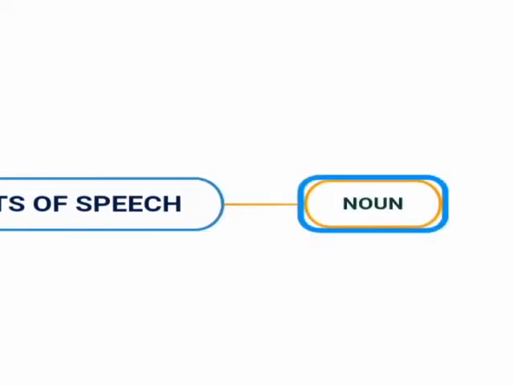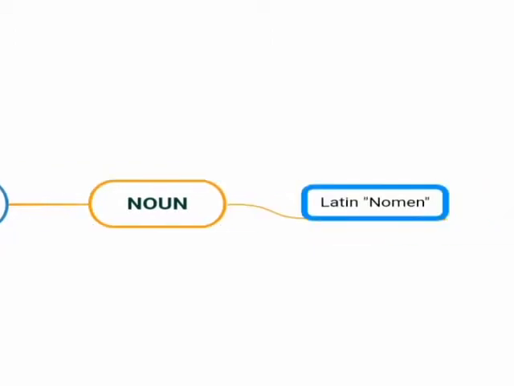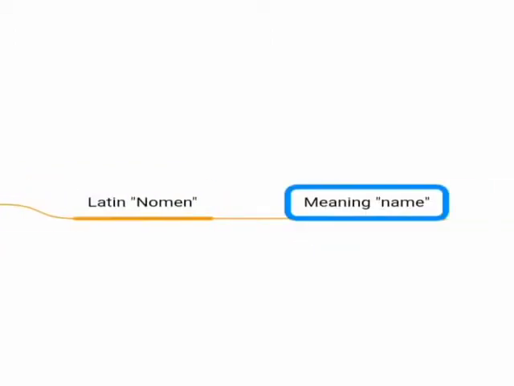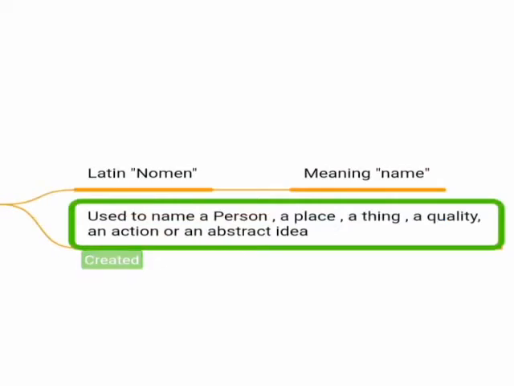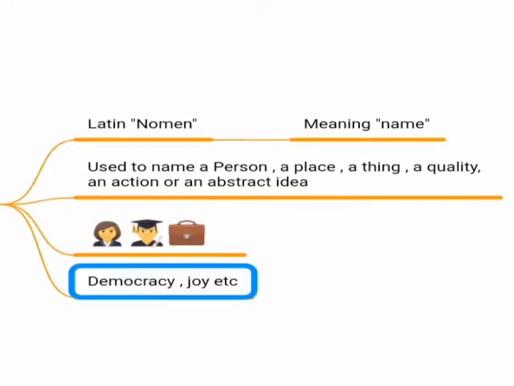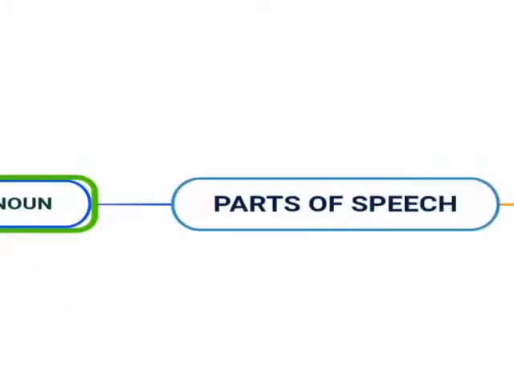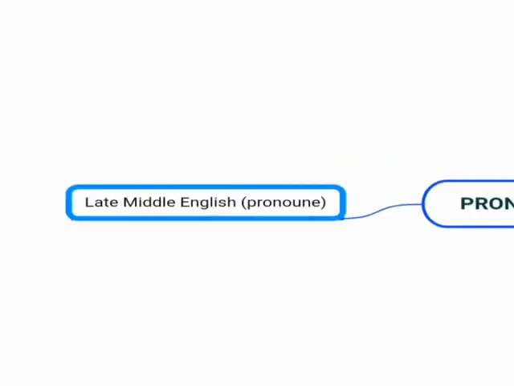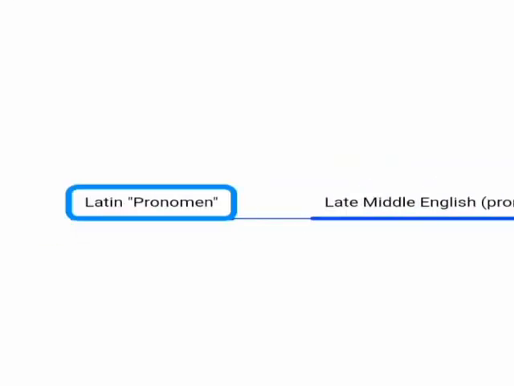all their types. So the first part of speech is noun, which comes from the Latin word nomen, which means name. It is used to name a person, a place, a thing, a quality, an action, or an abstract idea. A person like a girl, a boy, a thing like a bag, an abstract idea like democracy and joy.